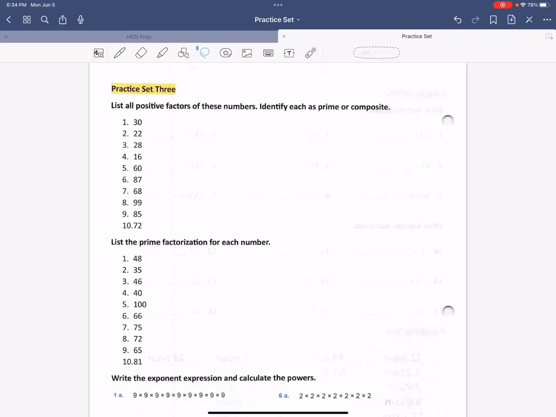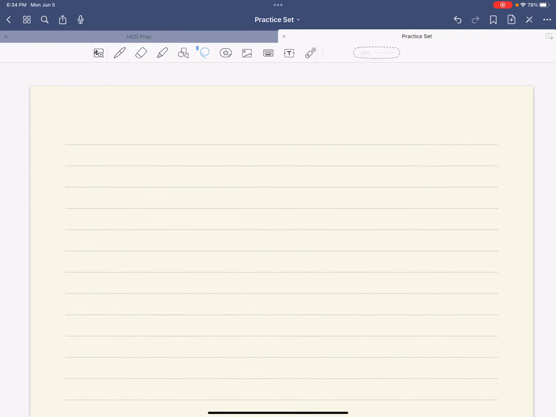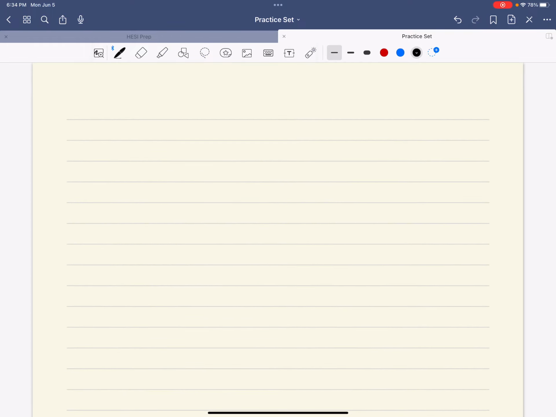I'm going to work practice set 3 on a different sheet of paper. I just can't fit it all on here. So again, this is practice set 3, and I'm just going to use a blank sheet of paper. So I will label. And it says to list all positive factors of these numbers and identify each as prime or composite.